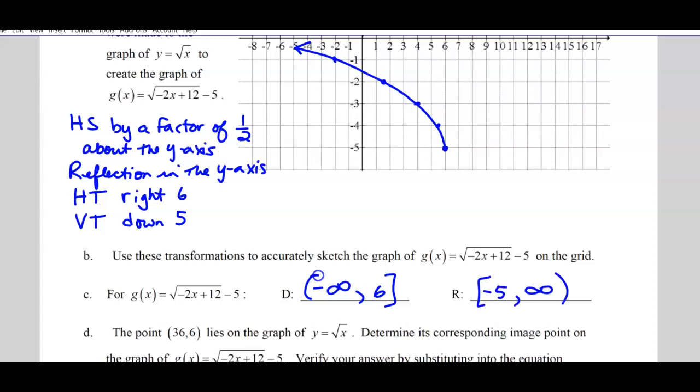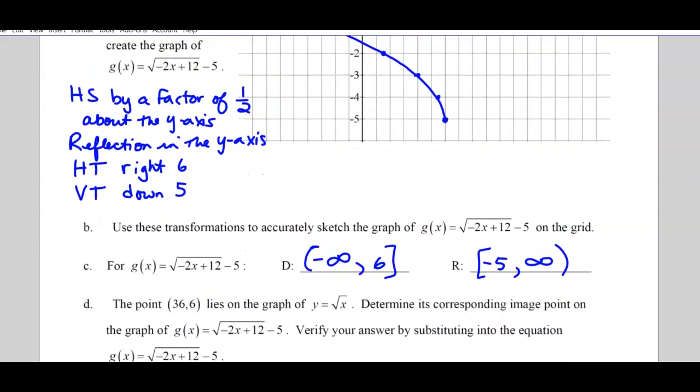Okay, that would be your domain and range in interval notation. So remember, you're always going left to right, or bottom to top in terms of the order there. And again, say you didn't even want to think about what it looks like. You just know for sure that negative 2x plus 12 has to be greater than or equal to 0. Right? You can't take the root of a negative.